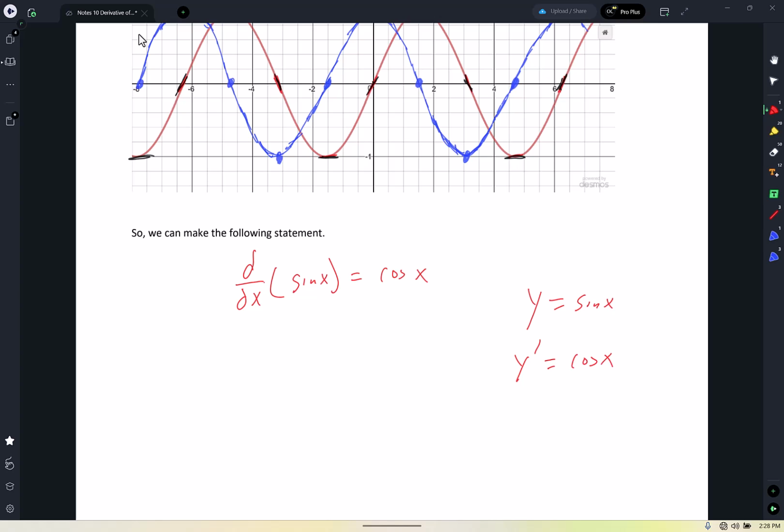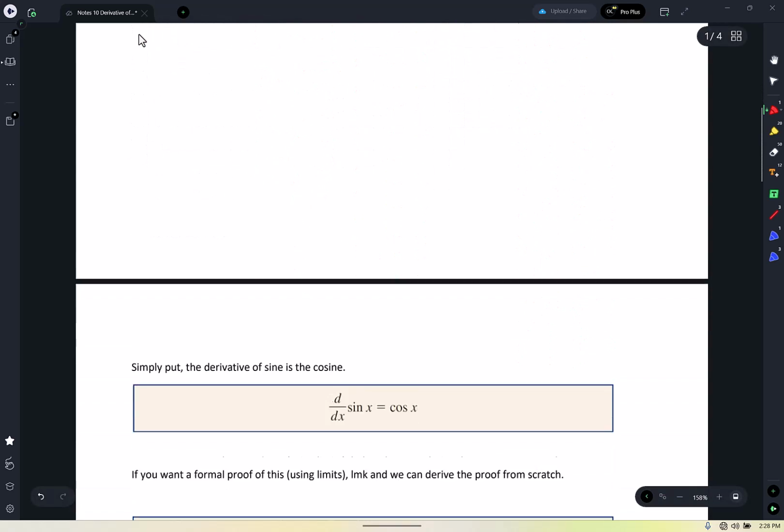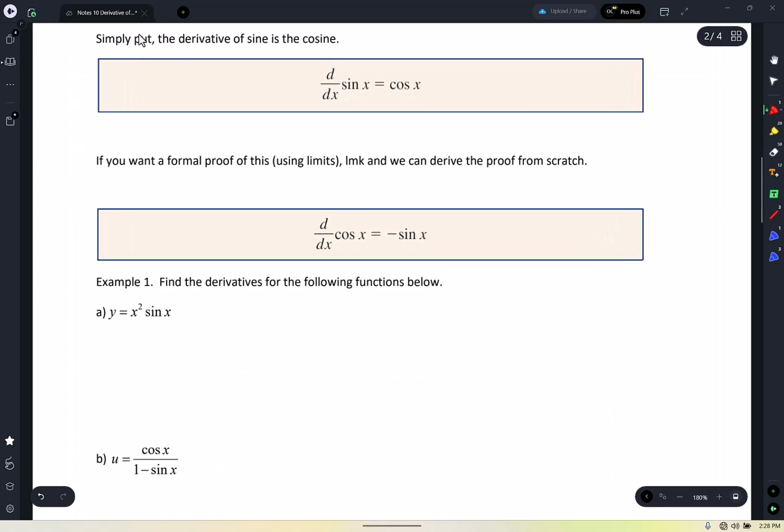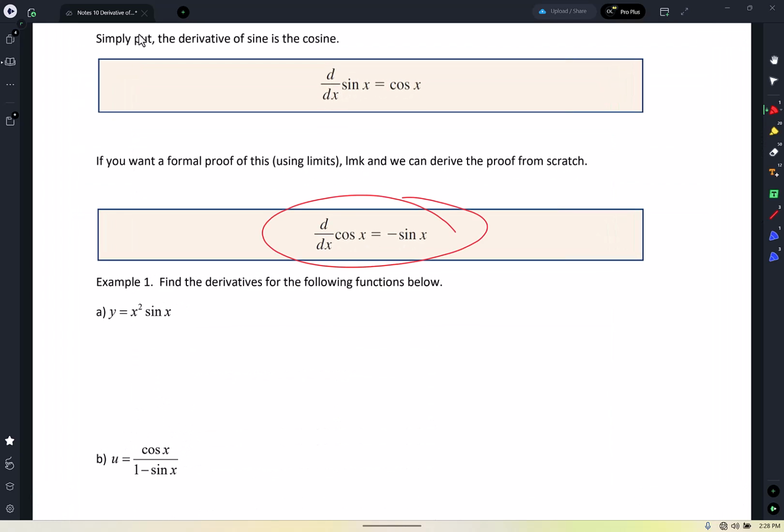Okay, before going to the next page, take a guess. What do you think the derivative of cosine x is? Almost. What do you think goes in the front of sine x? So, are those easy to remember? What's the derivative of sine x? What's the derivative of cosine x?